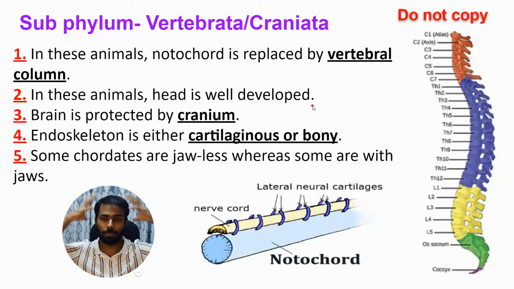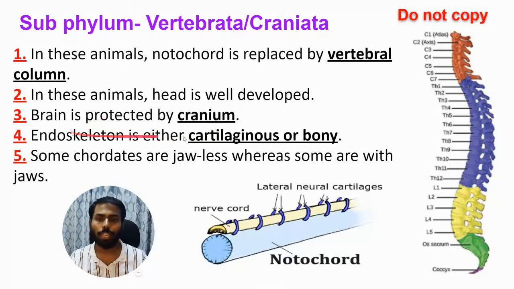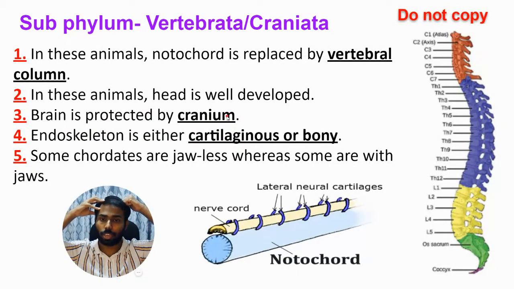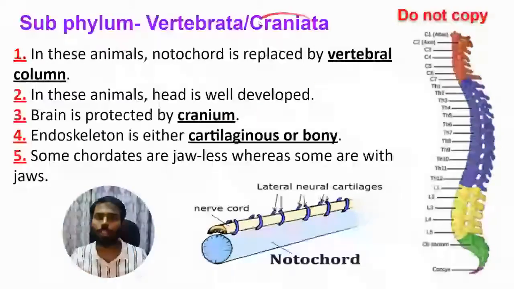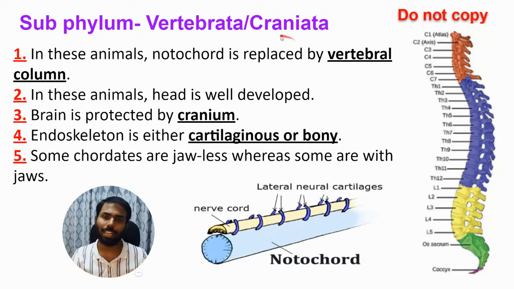The head part, the part above the neck or above the main body, will be well developed. Brain is protected by cranium. What is cranium? Cranium is the skull. This hard part is called as skull. Okay, and the other word for it is cranium. That is why it has another name called as craniata. Either you call this subphylum vertebrata, or you call it as craniata.